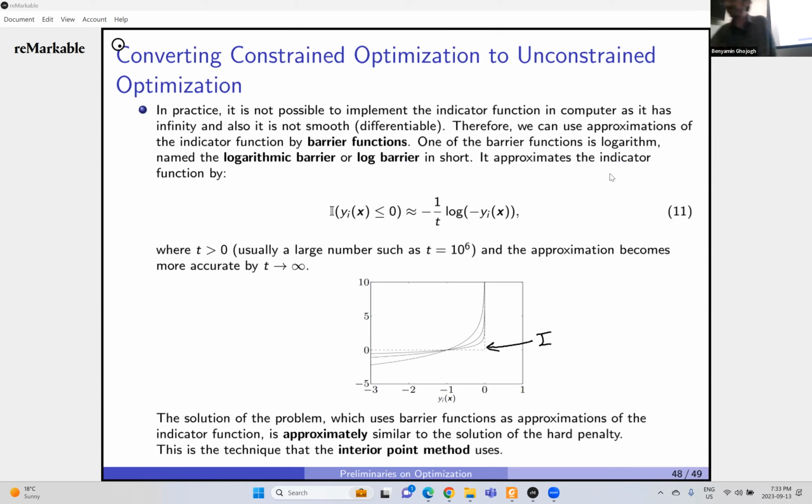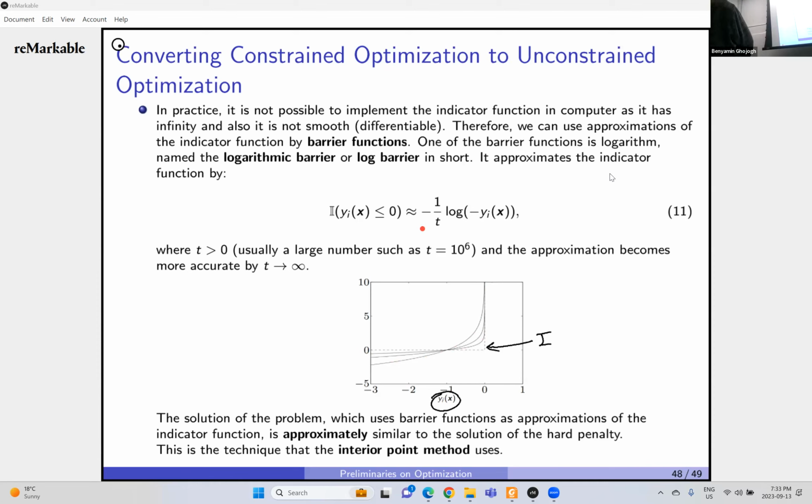This is the indicator function. It's 0 for g of x, or here it is g_i of x, less than or equal to 0. For greater than 0, it becomes suddenly infinite. Right? So it's like this. It's very sharp. It's not smooth. Let's make it smooth. Let's make it implementable in computer. So we can approximate it by these functions, right?